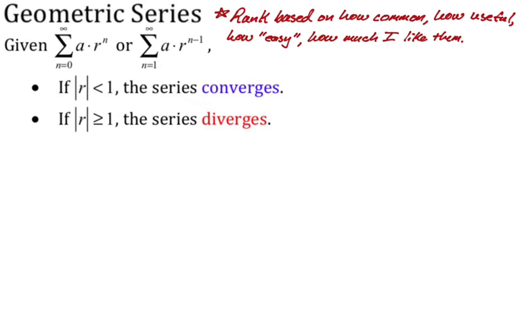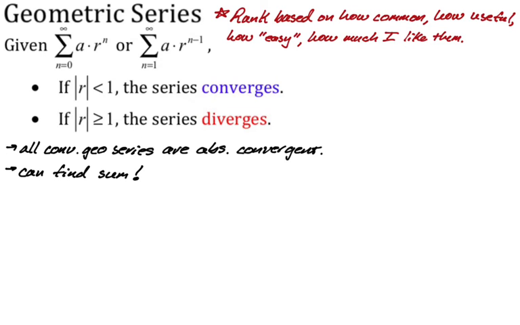Something to know: all convergent geometric series are absolutely convergent because you're looking at the absolute value of r. So you're always looking at a positive term series, regardless of whether it started out alternating or not. We can definitely find the sum, which is a very big deal, and we use that fact a lot. And you notice with most of the tests, we can't find the sum. We just know it does exist.